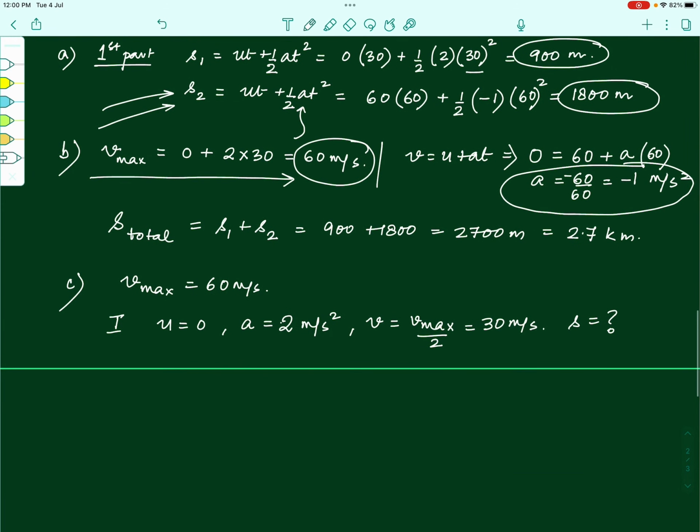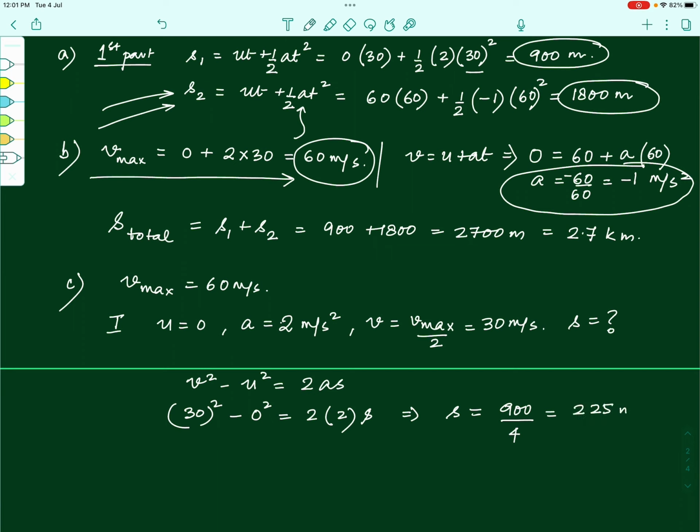Can we use the third equation of motion? Third equation of motion connects all these four quantities, U, A, V and S. So we directly use V squared minus U squared is equal to 2AS and substitute the values. So we'll have 30 squared minus 0 squared is equal to 2 into 2 into S, right? From here we will get S is equal to 30 squared, that's 900, divided by 2 into 2, that is 4. So this will be 450 by 2, that's 225 meters. Right, call it S1, the first position.